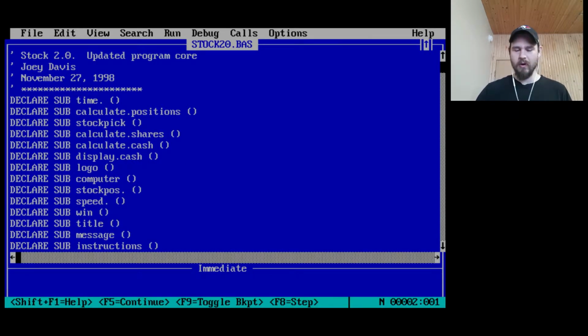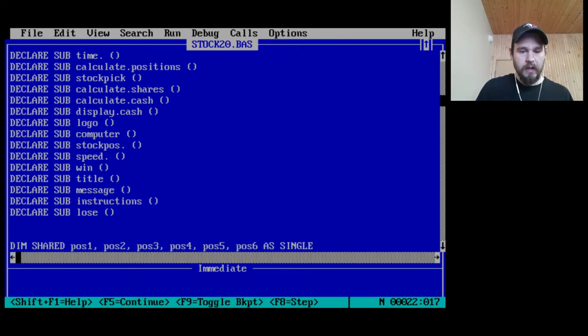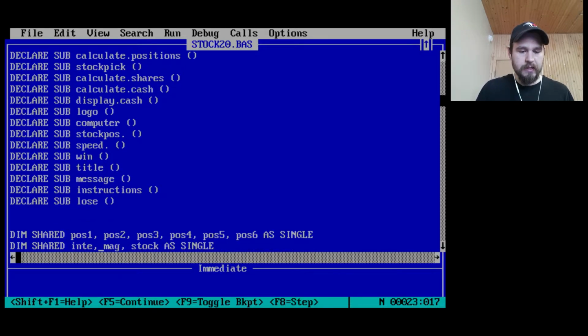Updated program core, I highly doubt it. I highly doubt it very much. We'll see. We'll see what we can recognize. Time, calculate positions. Oh, already I see. That's fantastic. Stock pick, calculate shares, calculate cash, display cash. Okay, these are actually very nicely named subroutines.